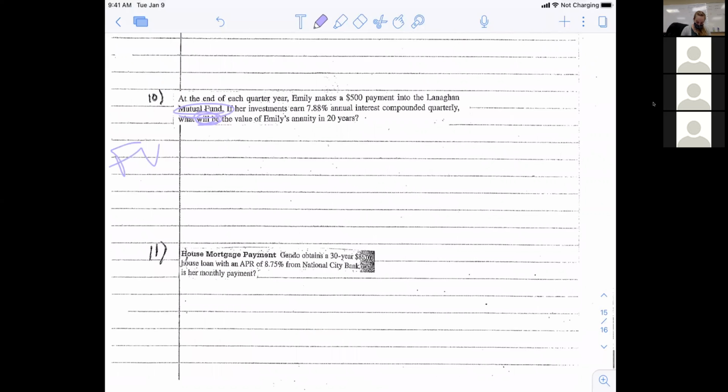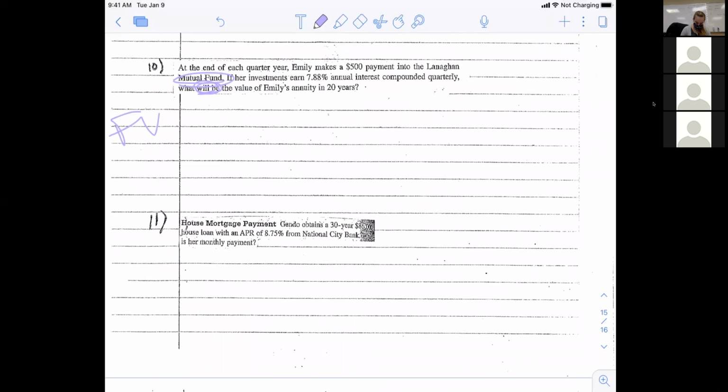And then the last one on this page, we have a 30-year house loan from the bank. What is her monthly payment? Who thinks future? Who thinks present? Good. House, monthly payment. That's present. That's half the battle. You guys did a great job with that. Let's actually do one of them now.